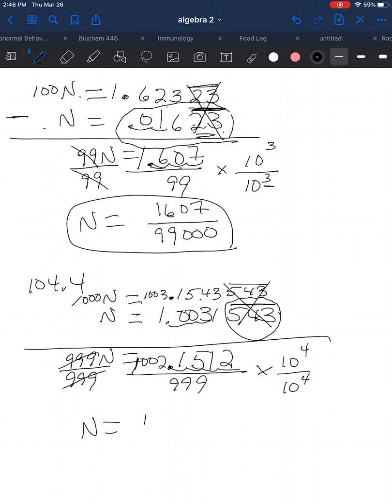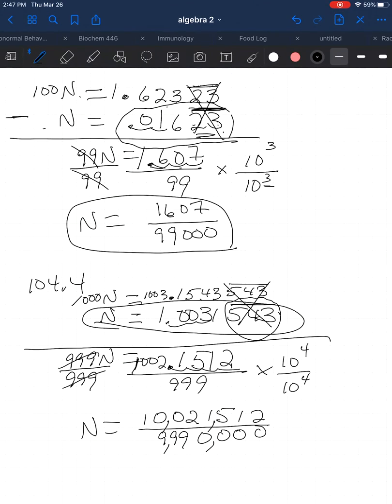So n will be equal to 10021512 divided by 999 times 10 to the 4th, which means put 1, 2, 3, 4 zeros. So there we have it. So this repeating number is actually this written as a ratio of two integers. It's really pretty cool.